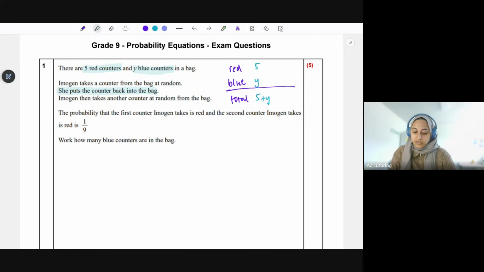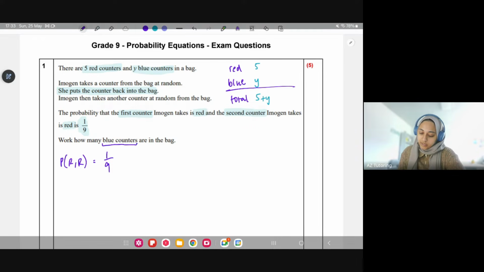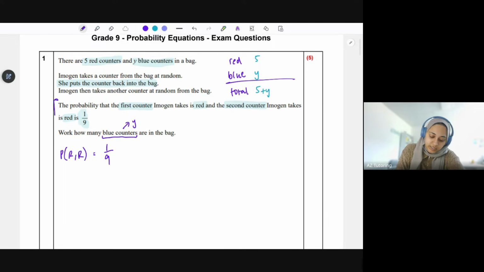Imogen then takes another counter at random from the bag. The probability that the first counter Imogen takes is red, and the second counter is red, is 1 out of 9. Work out how many blue counters there are in the bag. Well, to work out the number of blue counters, we basically need to find Y, since Y is the amount of blue counters. And we're going to be using this fact here to find out what Y is. So the probability of red, red.